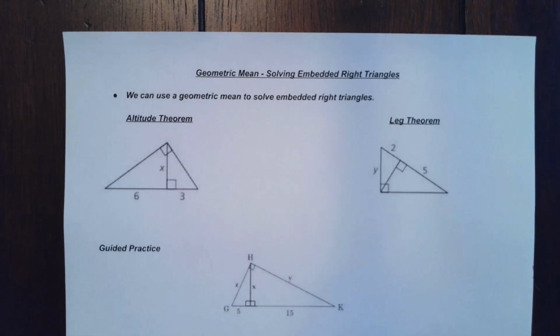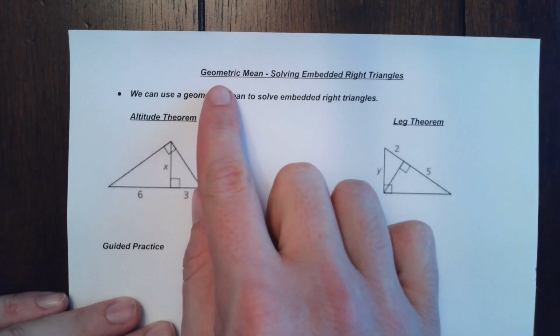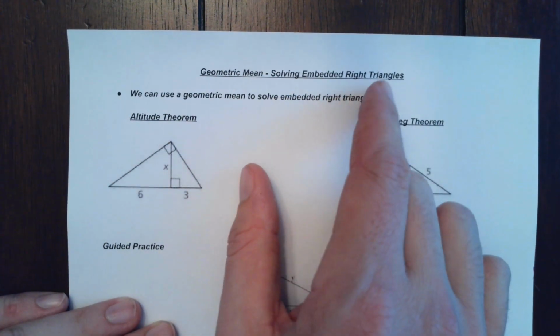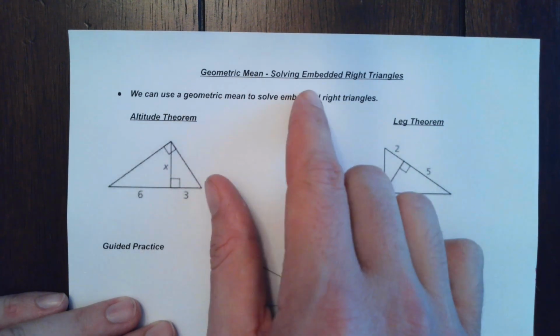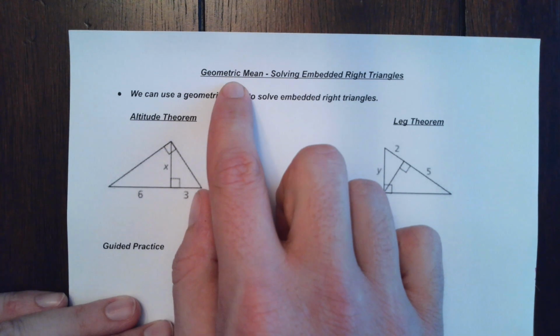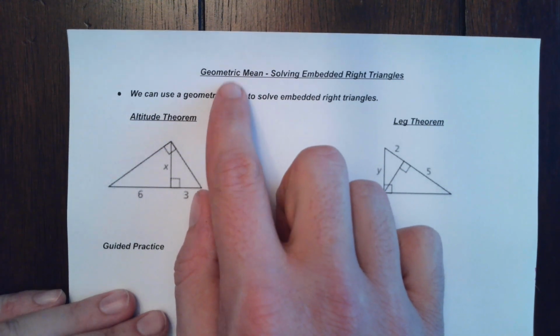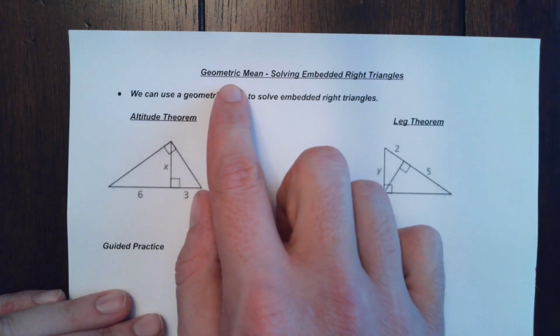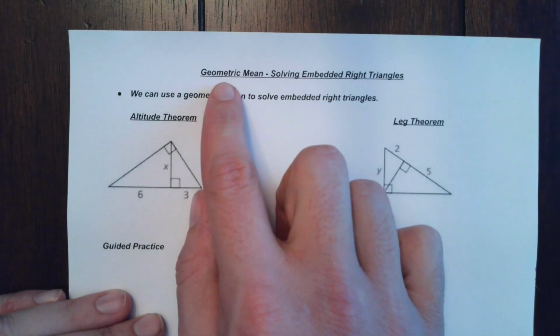Our next thing for right triangles is going to be using a geometric mean to solve embedded right triangles. So a few vocabulary things to cover here. First off, what is a geometric mean? Well, without getting into too much detail, geometric mean is an average of two values using multiplication and square roots.